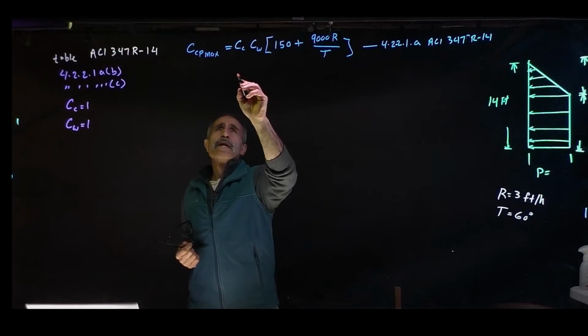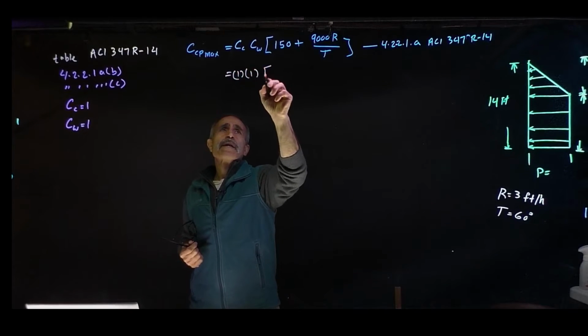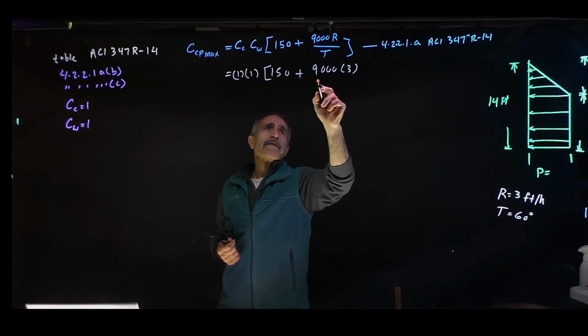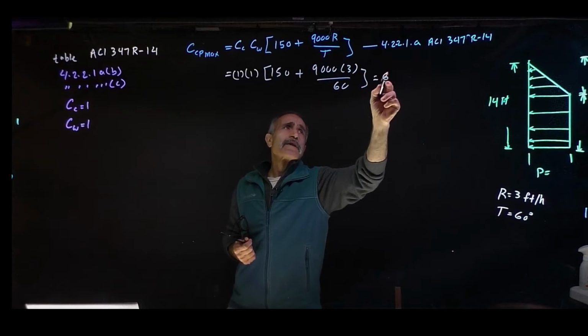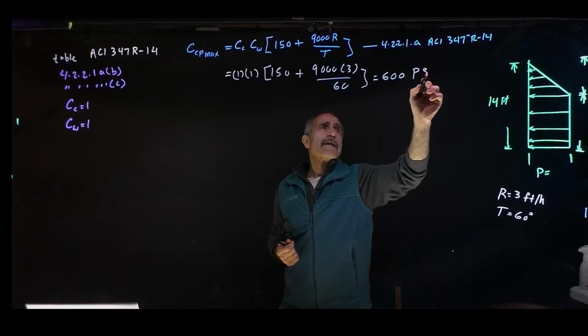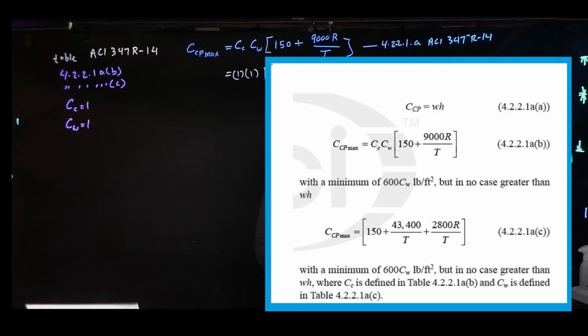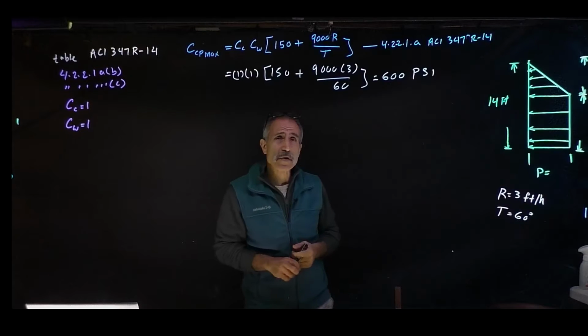So this is equal to 1 times 1 times 150 plus 9,000 times 3 divided by 60, and that equals 600 psi. Now looking at the code ACI 347R-14, we have to check this against the maximum and minimum limits. Looking at what I have on the board, this satisfies the minimum and is no greater than the maximum, so this is what we're going to use for pressure.